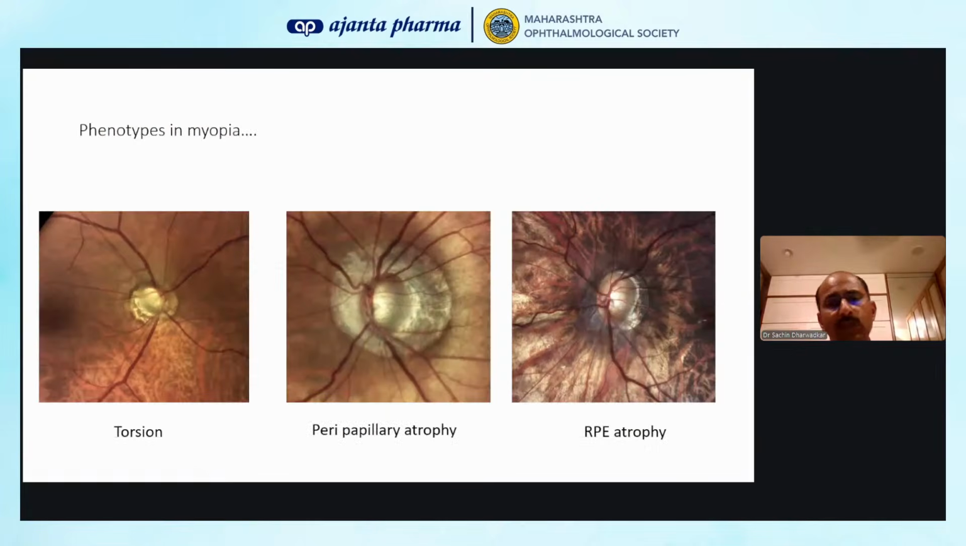Now, one more common question that was asked was about myopia, and how do you use OCT in myopic discs? Myopia has various phenotypes. The discs look grossly different. You can have torsions, you can have peripapillary atrophies, you can have RP atrophies, peripapillary staphylomas. So in all these cases, the methodology has to be individualized. There is no one size fits all.